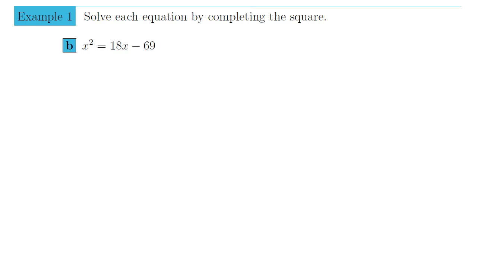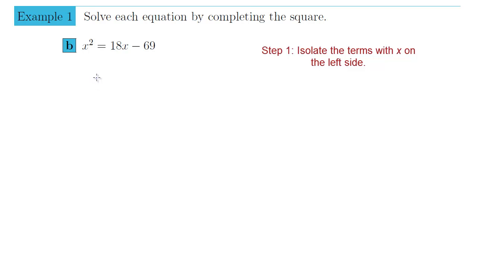Example 1b. Solve the quadratic equation by completing the square. x squared equals 18x minus 69. Now notice in this example, our first step as before is to get the two terms involving x on the same side, on the left side.